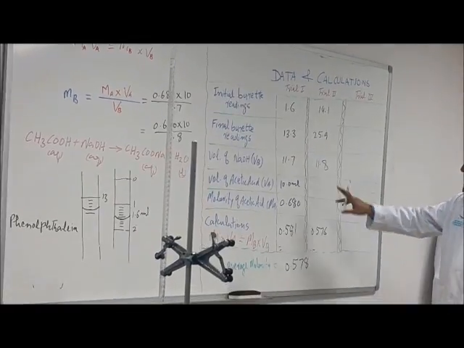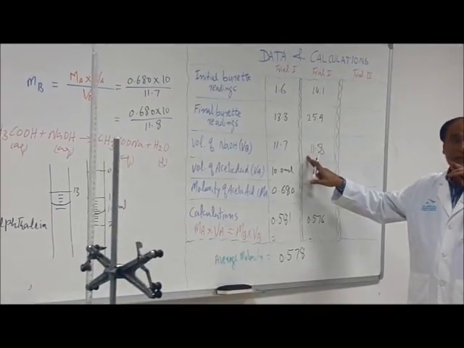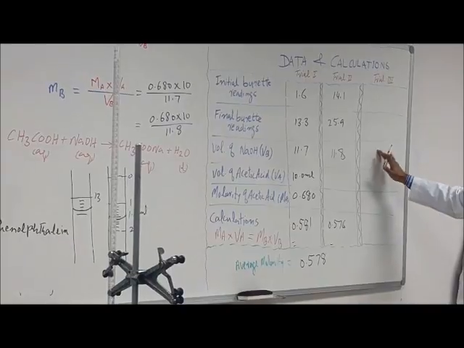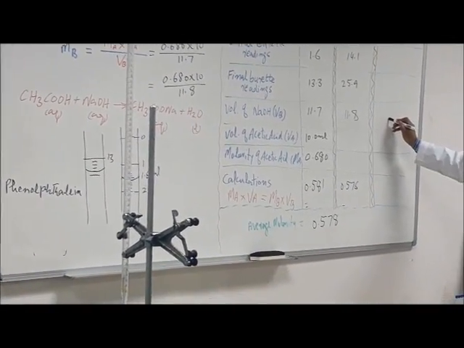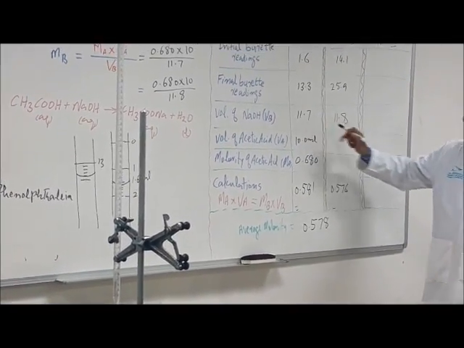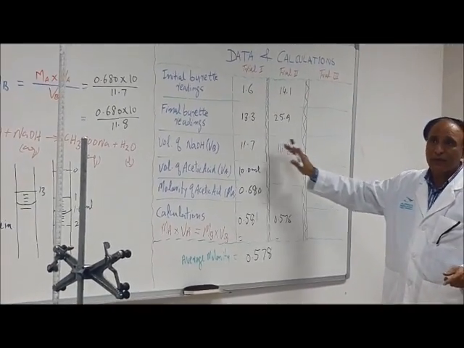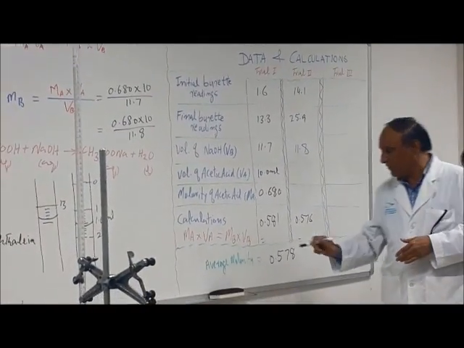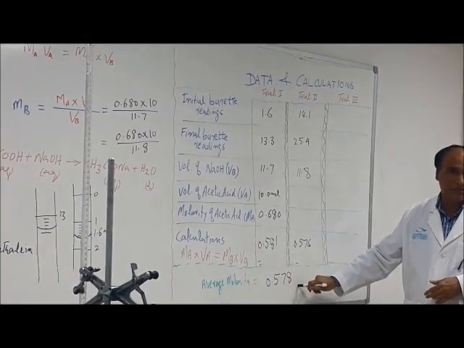Listen, boys. If, for example, these two are not close, more than 0.3, you will do the whole thing one more time. So the third time when you do it, if your reading is similar to the first, cancel the second. And if the third is similar to the second, cancel the first. The two which are very close, select them, calculate them separately, and then take the average.